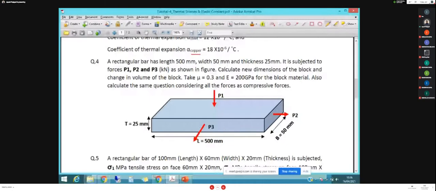Calculate new dimension of block, means what is the change in dimension, delta L, delta B, and delta T, then add to the initial size. And also calculate change in volume. Take mu is 0.3, E value is 200 gigapascal, and also calculate in the same question all the force are compression. Okay, so this second question you type to yourself. We are doing only the first one.